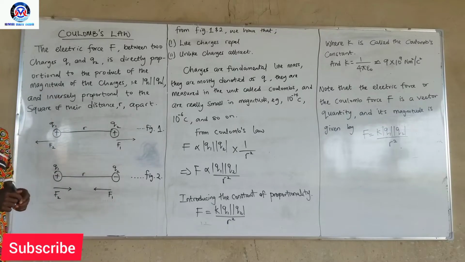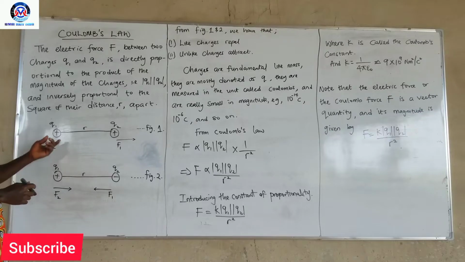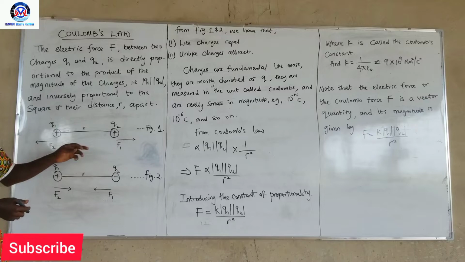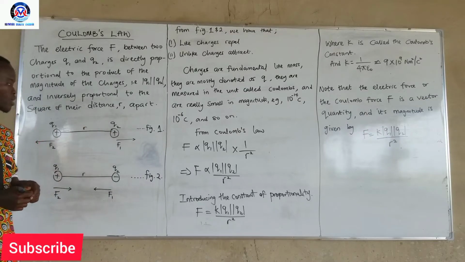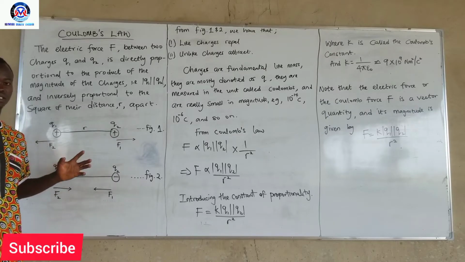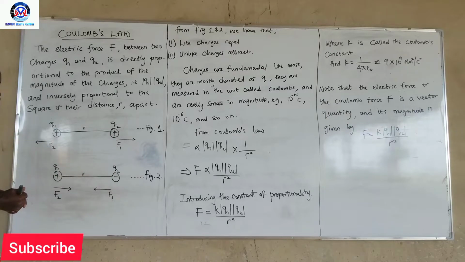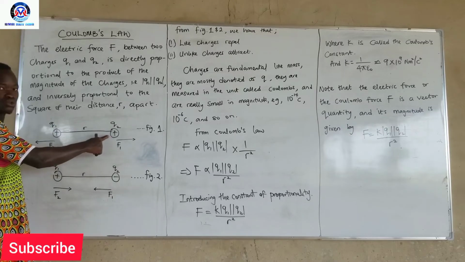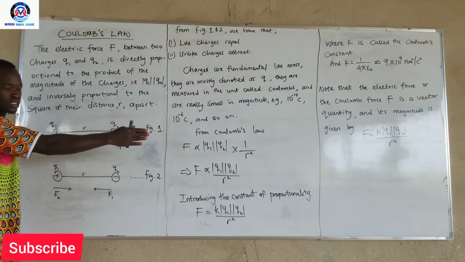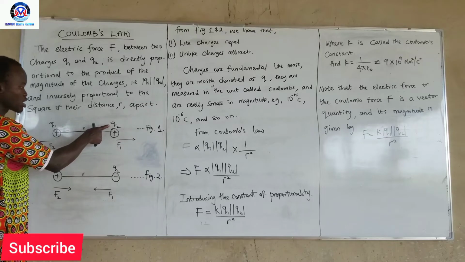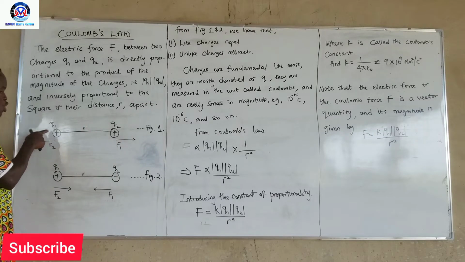Let's consider the first figure here. We have two positive charges, two like charges. The first charge we call Q1, the second charge we call Q2. They are separated by a distance r apart. Notice that the first charge Q1 is exerting a force F1 on Q2 to the right, trying to push Q2 away from itself, while Q2 as well is exerting a force F2 on Q1 to push Q1 away from itself.